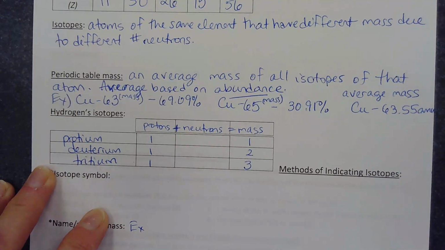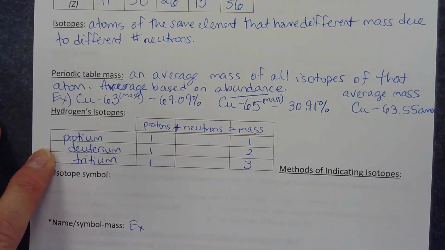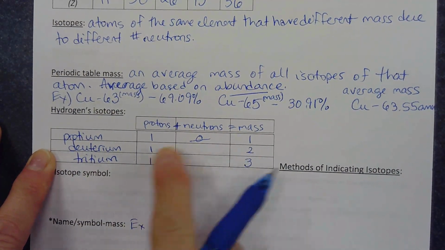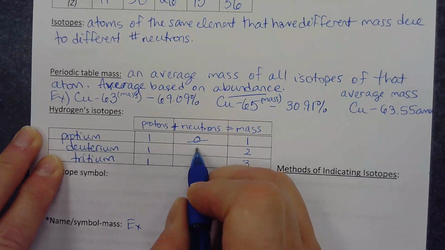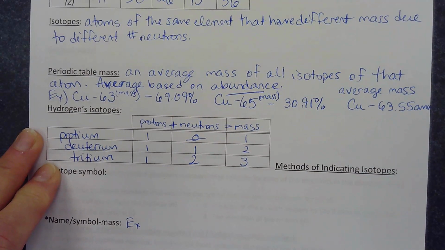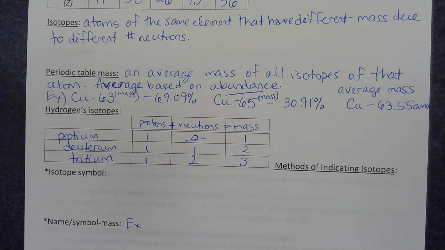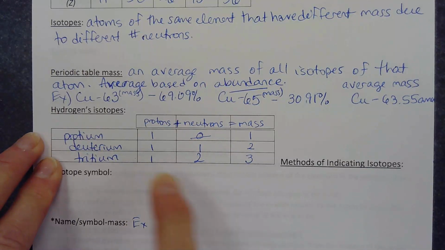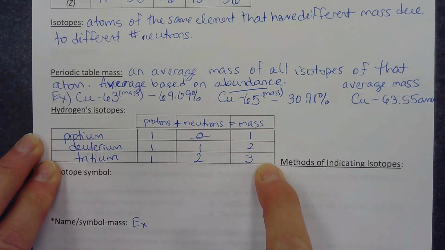Why? Because they're all hydrogen. Okay? So then we look at protium. How many neutrons does protium have? None. You don't have to have neutrons. Because 1 plus 1 would be 2, so who has 1 neutron? Deuterium. Who has 2 neutrons? Tritium. Tritium has 2 neutrons. Does that make sense? So again, this is a good visual for what isotopes are. Isotopes are atoms of the same element. They all have the same number of protons, but they have different numbers of neutrons, therefore they have different mass.